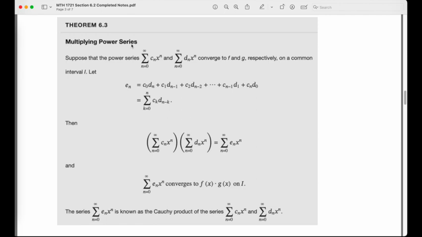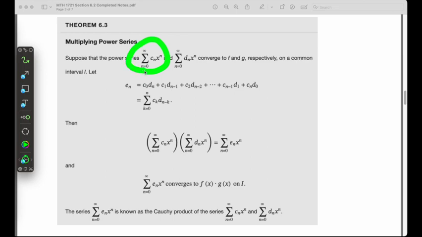Now, when we multiply two power series together, we are literally going to be multiplying term by term. If we know that these both converge, so if we know that this one converges to f and this one converges to g, then when we multiply them, it's going to converge to f times g. And then, of course, we have to find that common interval where they converge together. And just something to keep in the back of your mind, when we do that, this is known as a Cauchy product.